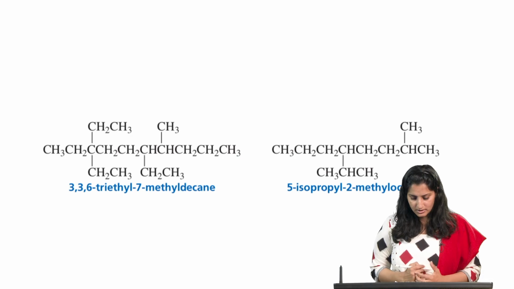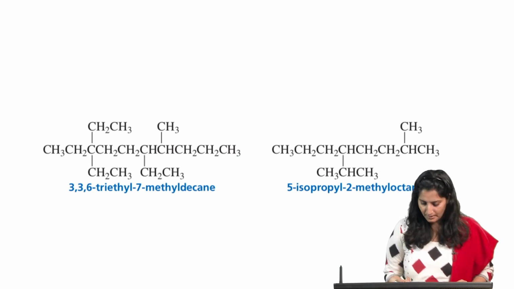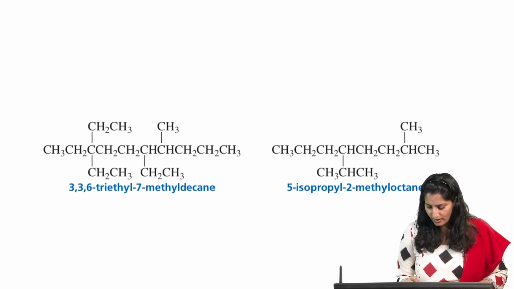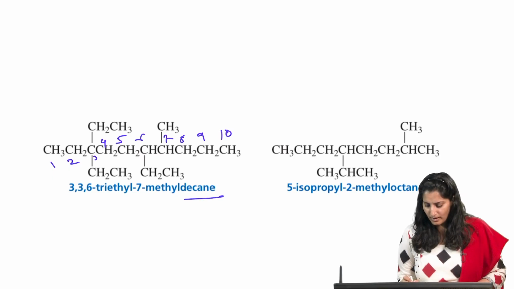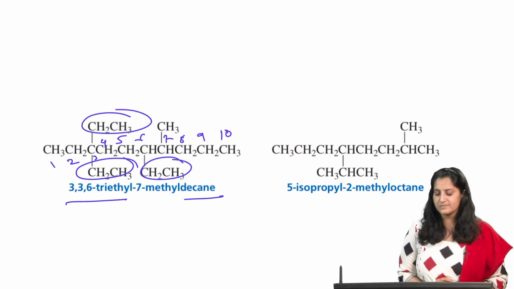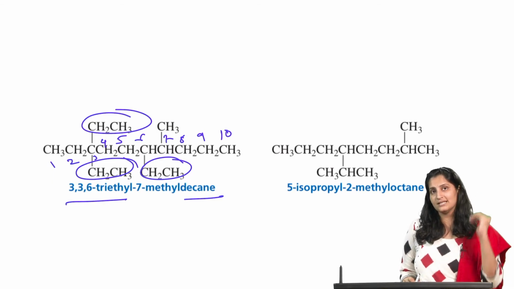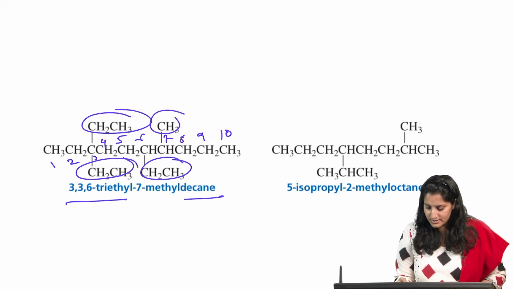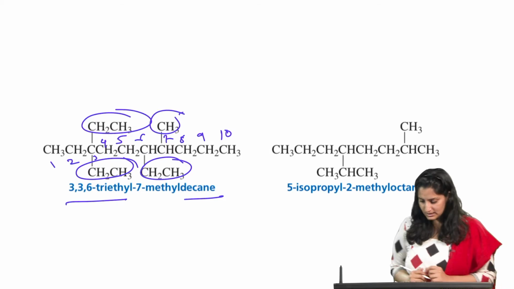Again you can see here I have solved some of these examples. You have 3, 3, 6 triethyl. So, you have 1, 2, 3, 4, 5, 6, 7, 8, 9, 10. So, that is a decane. You have 1, 2, 3 ethyl groups. So, this one becomes 3, 3, 6 because they are at positions 3, 3 and 6. So, you have 3, 3, 6 triethyl and then you have a 7 methyl. Okay. So, that is the name.